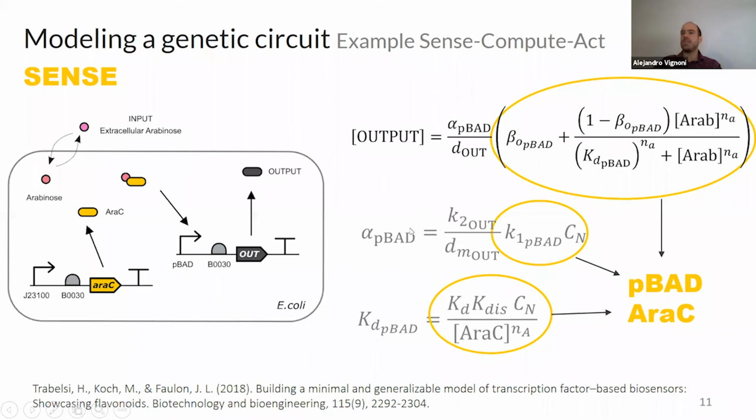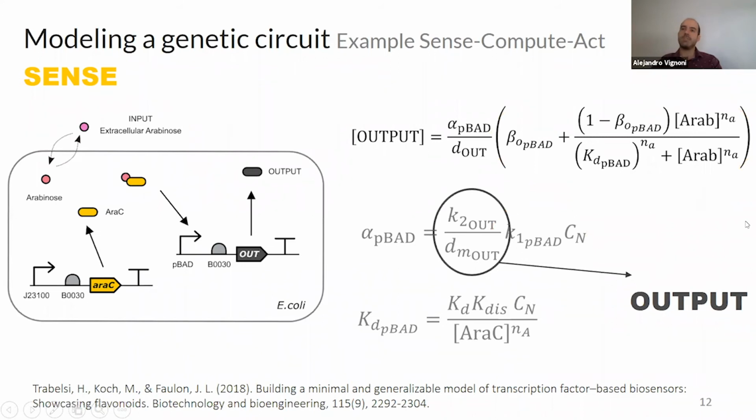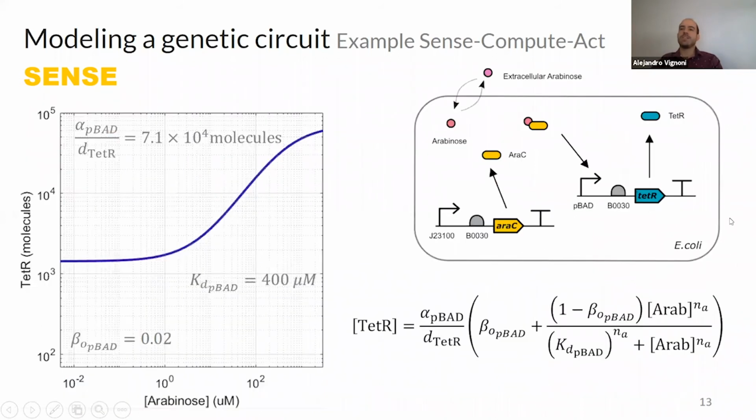So it will change, of course, the output, the level of the expression, which is given by alpha, but it also changes the Kd, which, if you remember, is the one that makes the transition of the Hill function from the low level to the high level in the case of an activator, okay? And this I already said before.